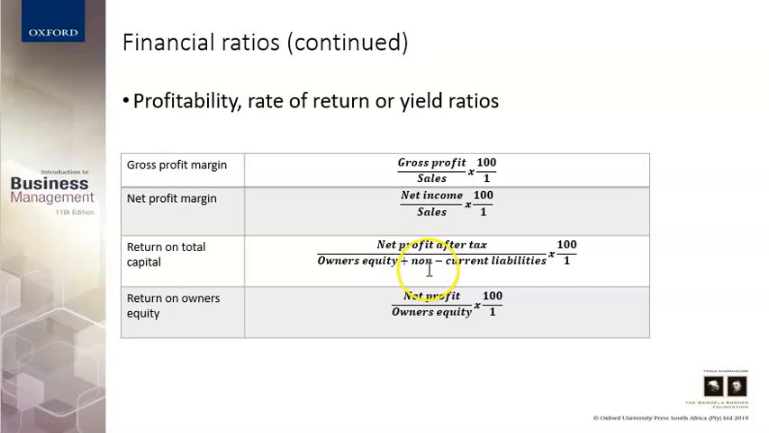And to calculate it, you divide your net profit after tax, which you find in the statement of financial performance, by owner's equity plus non-current liabilities, and you express it as a percentage. Then return on owner's equity, you also divide your net profit by the total value of owner's equity, and you express it as a percentage.